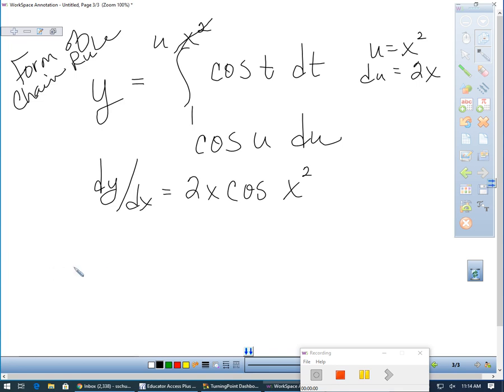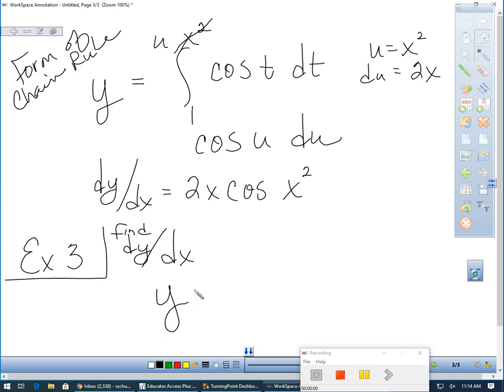Okay, so let's try example number 3. I want you to find, again, dy dx. Given y equals the integral from 2 to 5x of the square root of 1 plus t squared dt.